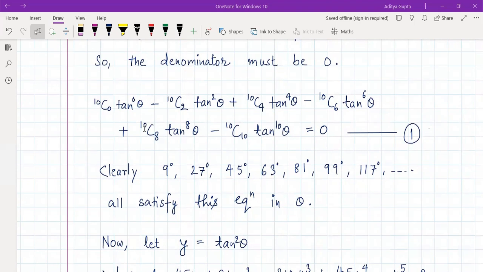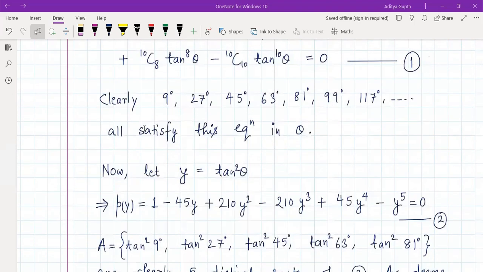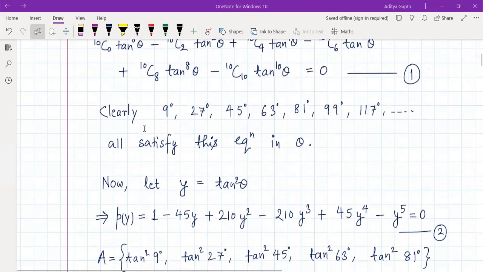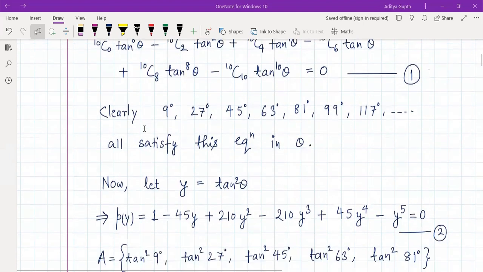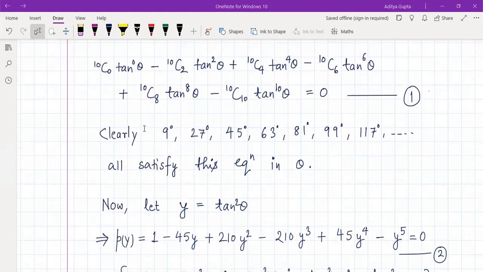Why we have substituted that. Okay, so the polynomial equation becomes, look, now we have put the values of 10C0 as 1, 10C2 as 45, 10C4 as 210. Those values also we have put in equation number 1, and we are basically getting P of y is equal to 1 minus 45y plus 210y square minus etc. till the end, right?